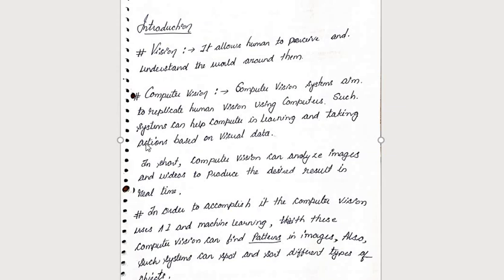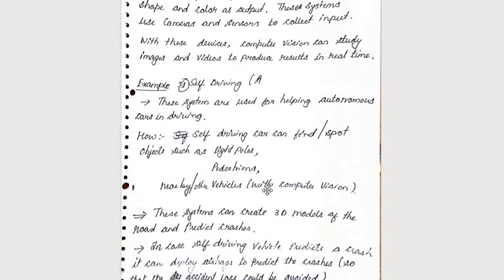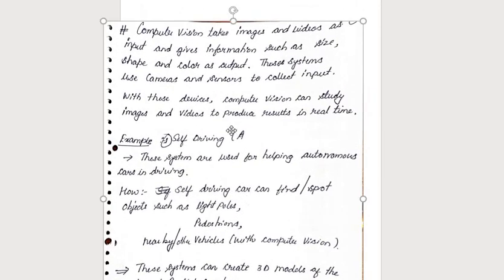So to continue with the next topic, I already covered what is vision. Computer vision takes images and videos as input and gives information such as size, shapes, and color as the output. The system uses cameras and sensors to collect the input. With these devices, computer vision can study the images and videos to produce the result in real time.